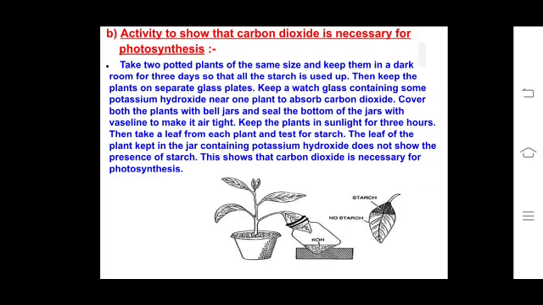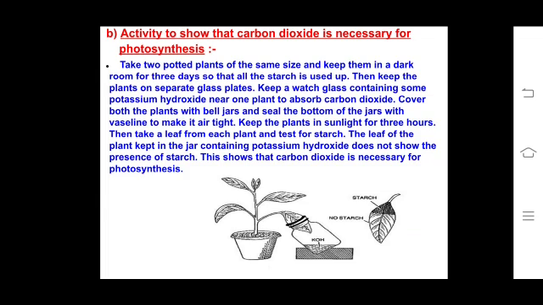To remove the starch. Then keep the plants on separate glass plates. Keep a watch glass containing some potassium hydroxide near one plant to absorb carbon dioxide. Cover both the plants with bell jars and seal the bottom of the jars with Vaseline to make it airtight.